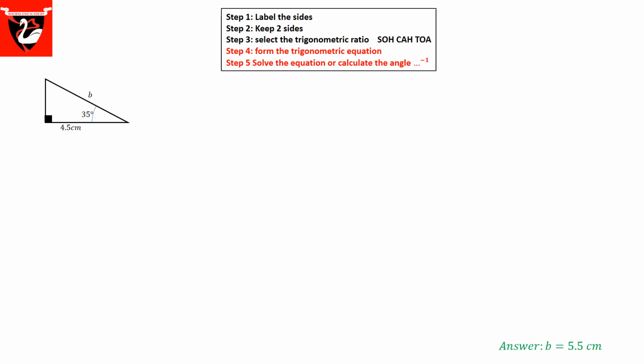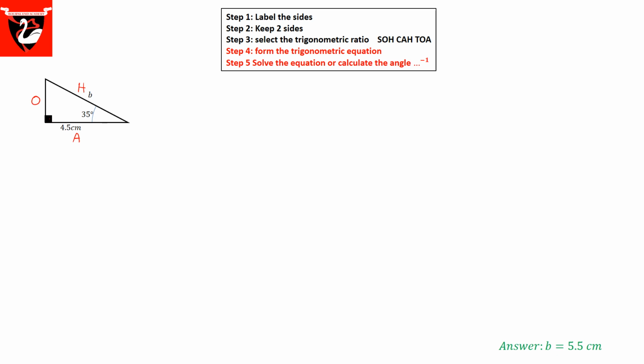Example number 2. The steps are always the same. We've got a right angle. Opposite the right angle is the hypotenuse. We've got the angle of 35 degrees we're working with. Opposite the angle of 35 is O. And your third side will be A. That's step 1 done. Then I need to keep 2 sides.